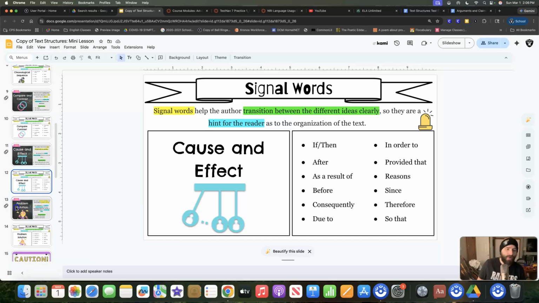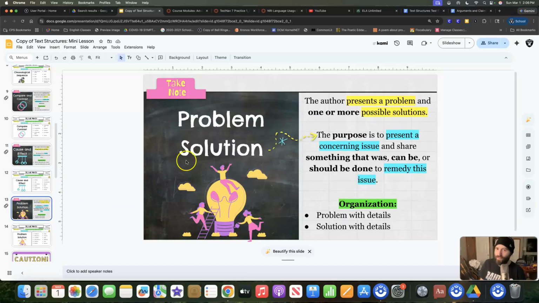Now, problem and solution. Very similar. The author presents a problem or problems and one or more possible solutions. The purpose is to present a concerning issue and then share something that was or can be or should be done to remedy or to fix this situation. Okay? So, like, you drop a glass, the solution is you clean it up. Certain animal species are endangered. What are we doing to fix that?